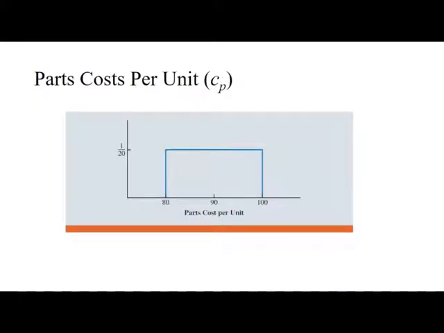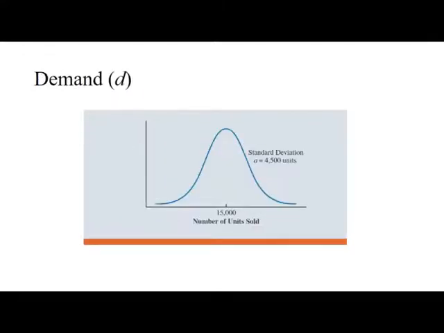The possible values for the parts cost per unit are described by the uniform probability distribution. In this case, parts cost are equally likely to be any value between $80 and $100. The demand for the new medical device is given by a normal probability distribution with an average of 15,000 units and a standard deviation of 4,500 units.